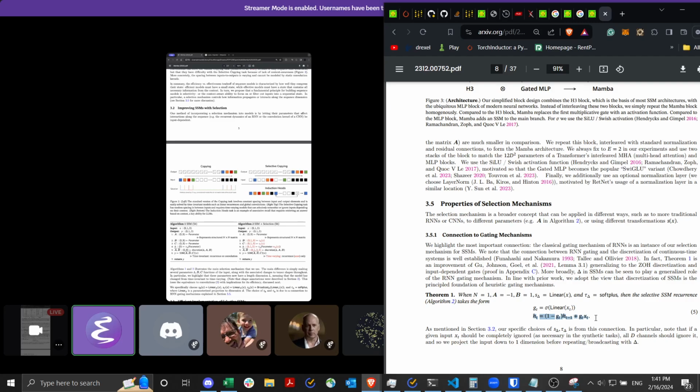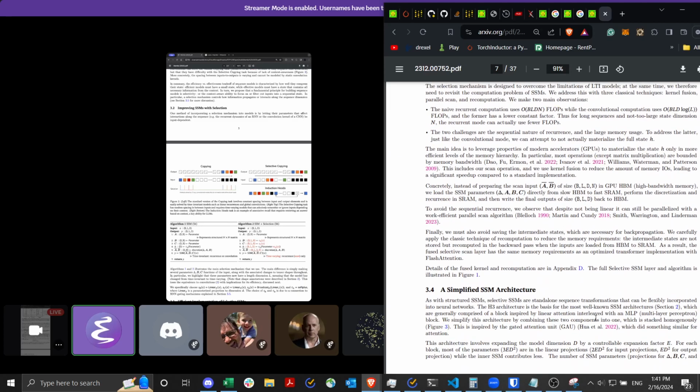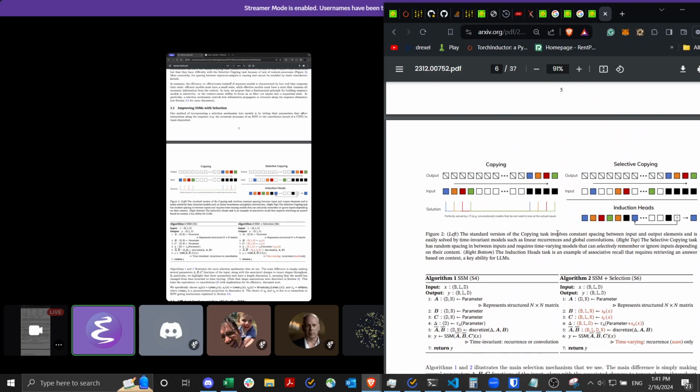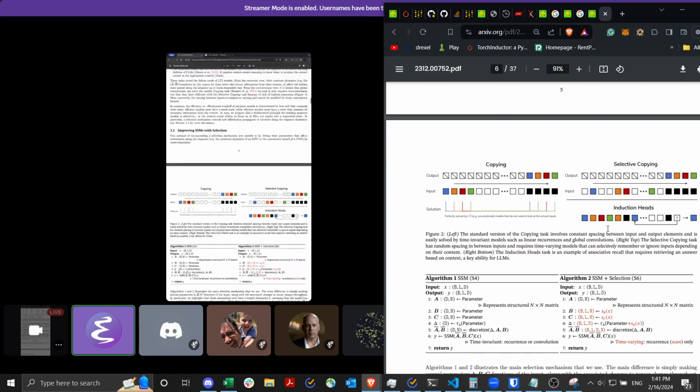And so by isolating these tasks, there's the selective copying task, and there's another one called the induction heads task. It's brought into focus some of the real stark limitations of previous state space models. Okay, and Mamba has really improved on that, is the headline.